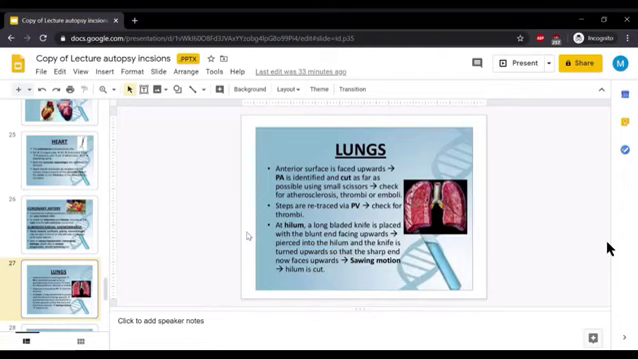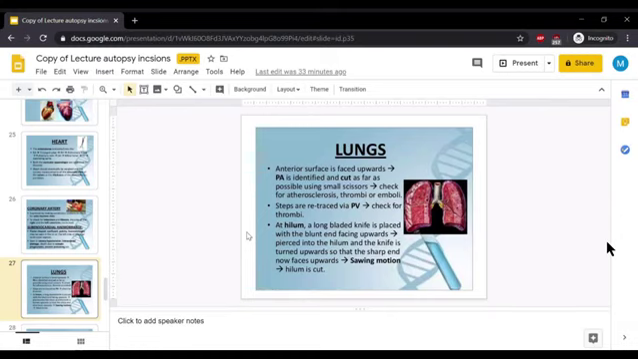For the examination of the lungs, the anterior surface is faced upwards. The pulmonary artery is identified and cut as far as possible using small scissors. Then we check for atherosclerosis, thrombi, or emboli. Steps are retraced via the pulmonary vessels to check for thrombi.